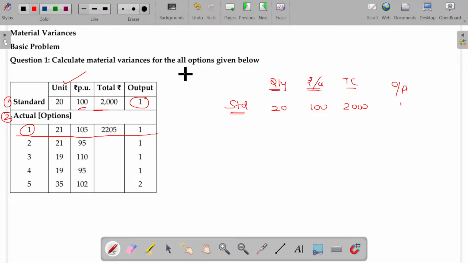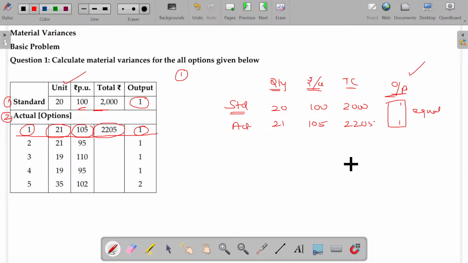But actually in option number 1, the actual consumption for producing the finished goods being 21 units, and per unit cost being 105. Overall amount I spent here being 2205 rupees. And the actual output also being 1. The output as per the standard and actual being equal, then you can start to compare the value differences. Always you have to verify whether the standard output and actual outputs are the same. If it is the same, then you can calculate the reasons for the variances.